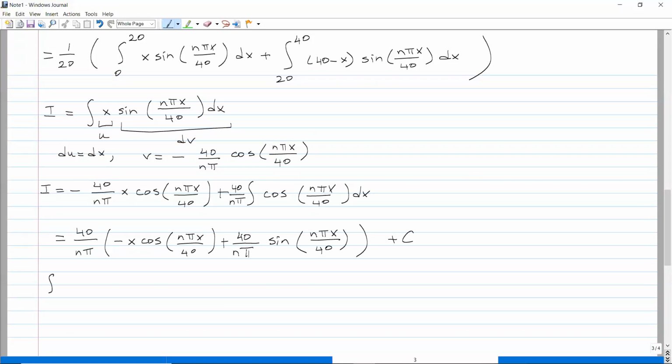So if we want to take the integral from 0 to 20 of x sine n pi x over 40 dx, it is going to be this thing. Let me rewrite here.